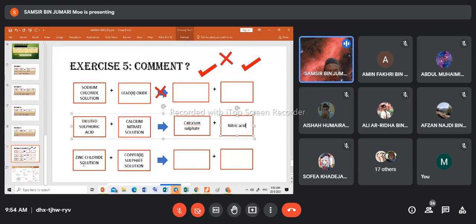Alright, the other one, zinc chloride solution and copper 2 sulfate solution. This reaction can produce the insoluble salt. Tak ada. Tak boleh ke? Tak boleh. Kalau kita nak tukar-tukarkan, apa agaknya yang bahan-bahan yang terbentuk? Copper chloride dengan zinc sulfate. Copper 2 chloride and zinc sulfate.